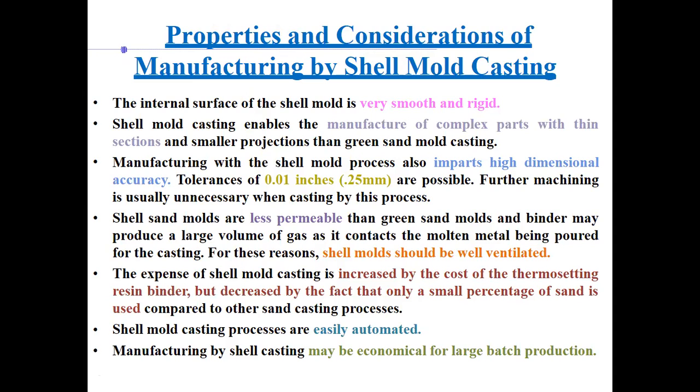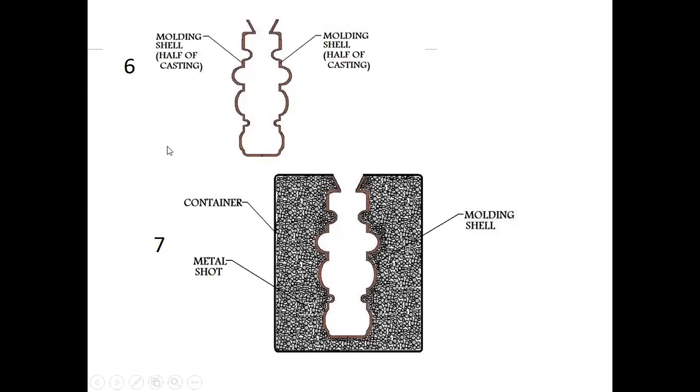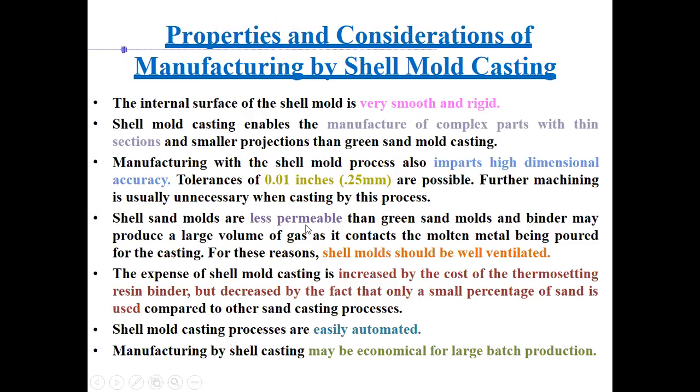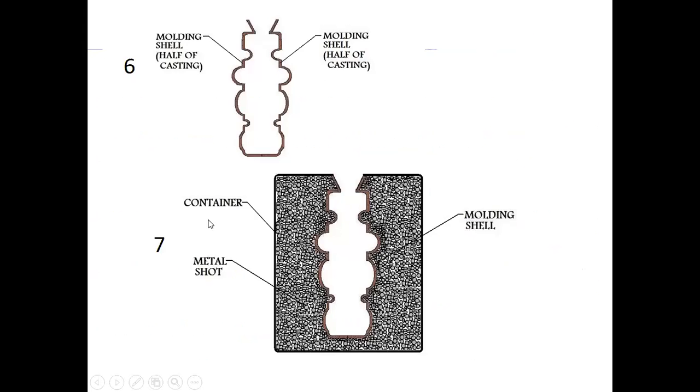Another point, shell mold casting enables the manufacture of complex parts with thin sections and smaller projections than green sand mold casting. We'll see another example where this point will be highlighted, that complex parts with thin sections can also be made. It depends on how many shells you are making. You can even make thin sections. For example, you could make another shell, and you could pour metal in between those two shells.